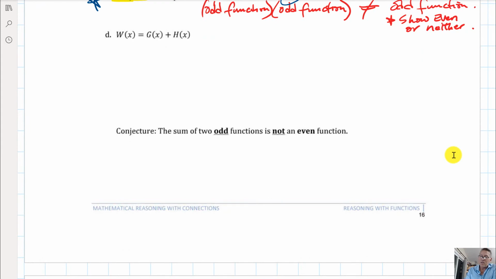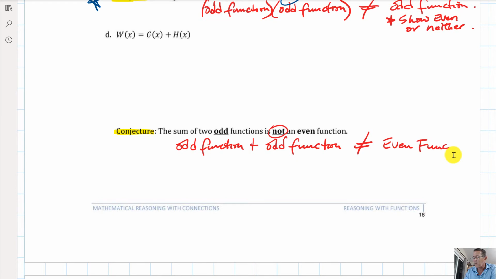Now we got to try this conjecture here. This conjecture is a little different, so let's read it. The conjecture is that the sum of 2 odds is not an even. So we have to show that an odd function, I should write the word function because it's not a real number, so an odd function plus an odd function is not equal to an even function. So maybe it's odd or neither. So what I have to do is show odd or neither, either one of the two, just like I did on the last one.